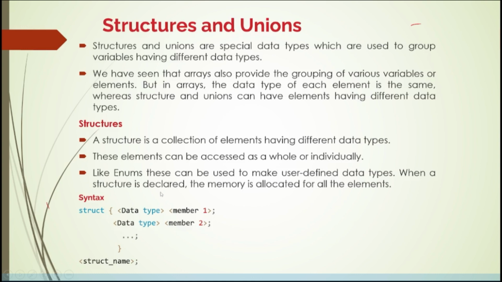When a structure is declared, memory is allocated. When you declare with struct and a struct name, memory is allocated to all the members within this structure. This is where structure and union differ. Let me explain it in the next slide.